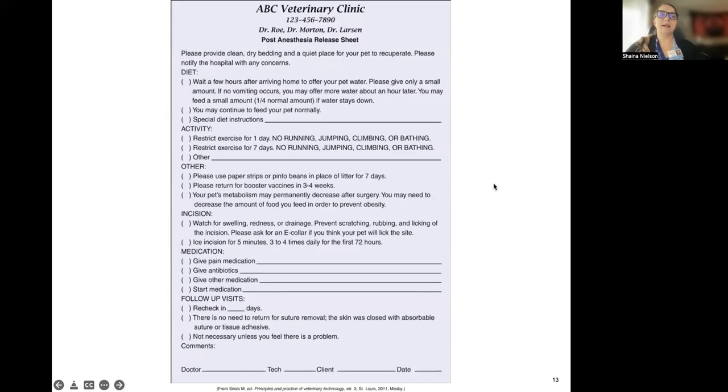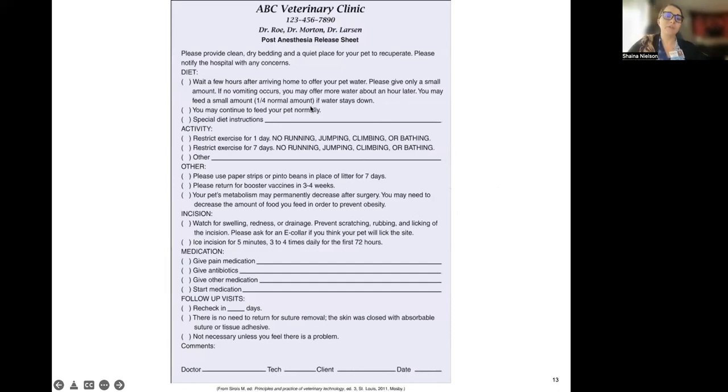So this is an example of a discharge sheet. As you can see, this is a general sheet, so we're going to cross off which ones apply to this patient. I could use it for a multitude of different reasons, depending on why we're discharging them.